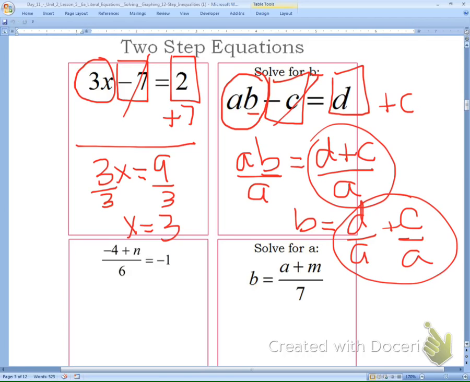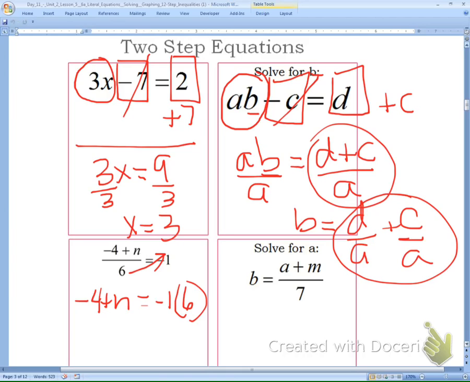Okay. Our next example, it looks like you have a complex fraction. So what happens when you have complex fractions? Don't you have to cross multiply? So -4 plus n is equal to -1 times 6.